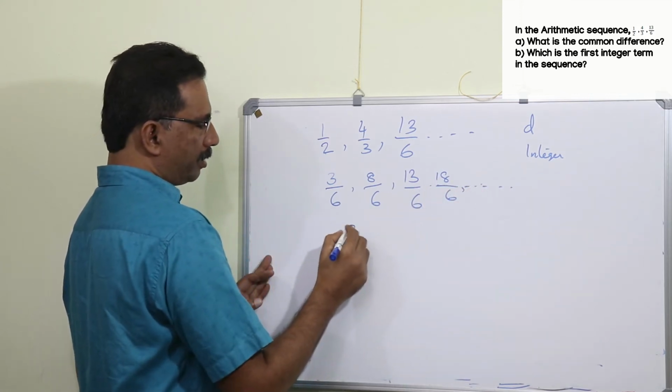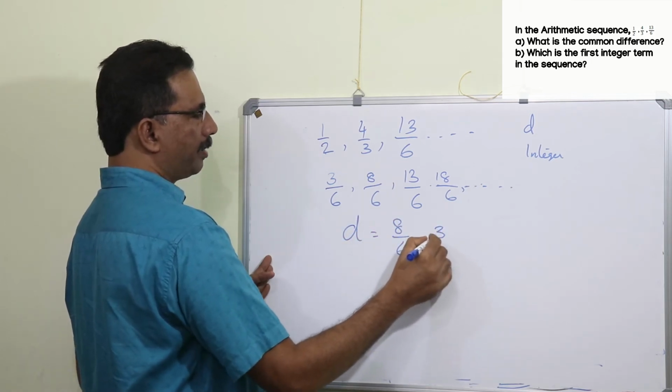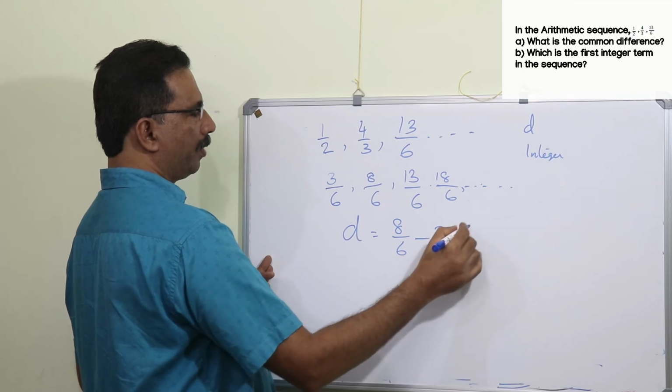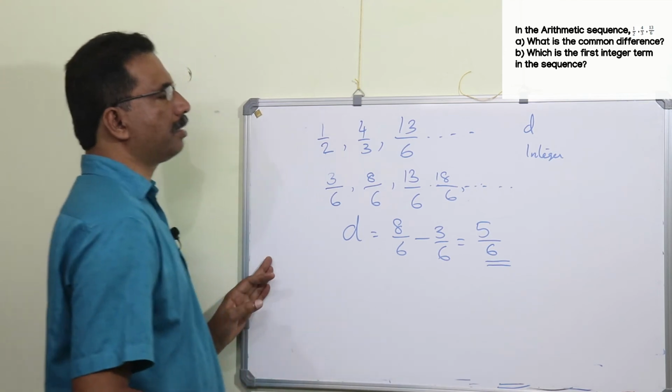Now we can write the common difference. 8 by 6 minus 3 by 6 is equal to 5 by 6. D is equal to 5 by 6.